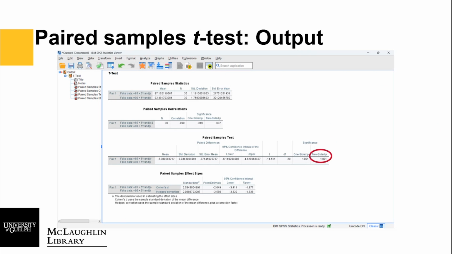There's one other important piece of information that you might want. It's in our last table, the paired samples effect sizes table. What we're looking at here is the Cohen's d value. Cohen's d is a measure of effect size. How large is this effect? All right, so that is how you run your paired samples t-test.